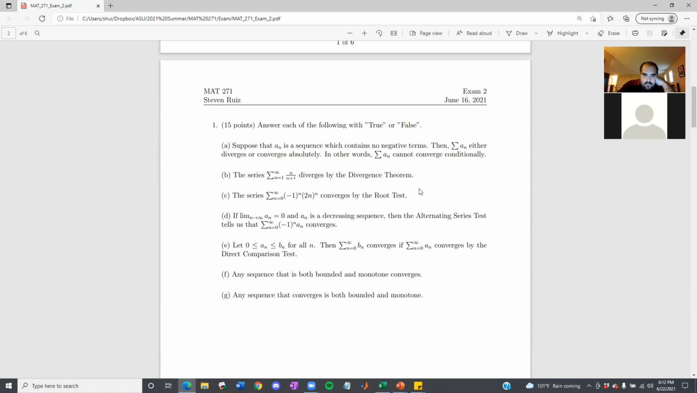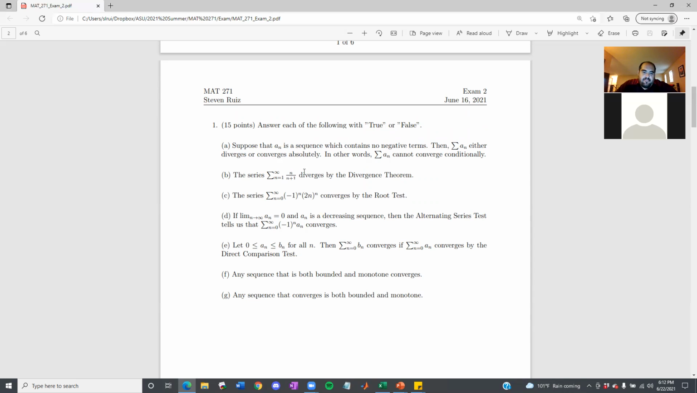For example, B, I think most of you know how to apply the divergence theorem. C, most of you applied the root test properly there to show that it diverges. D, and this was not totally unintentional, was kind of meant to see how well you understood the rationale behind the alternating series test, not just the way it's written.